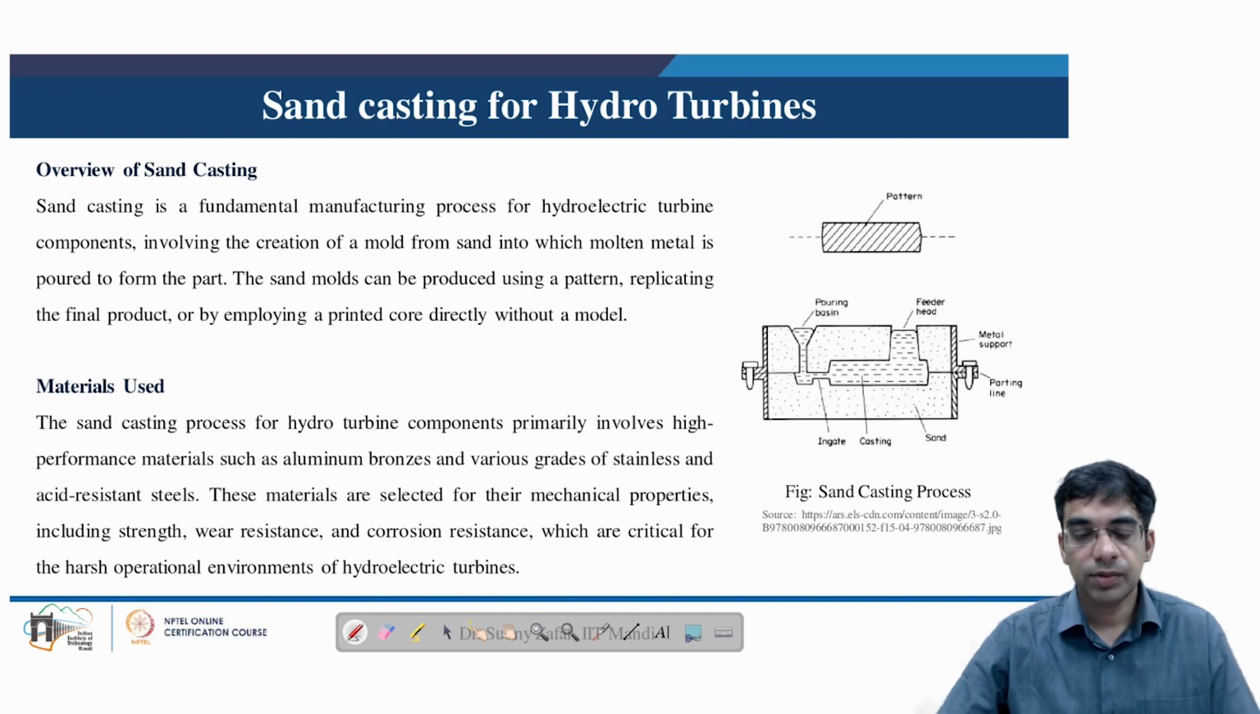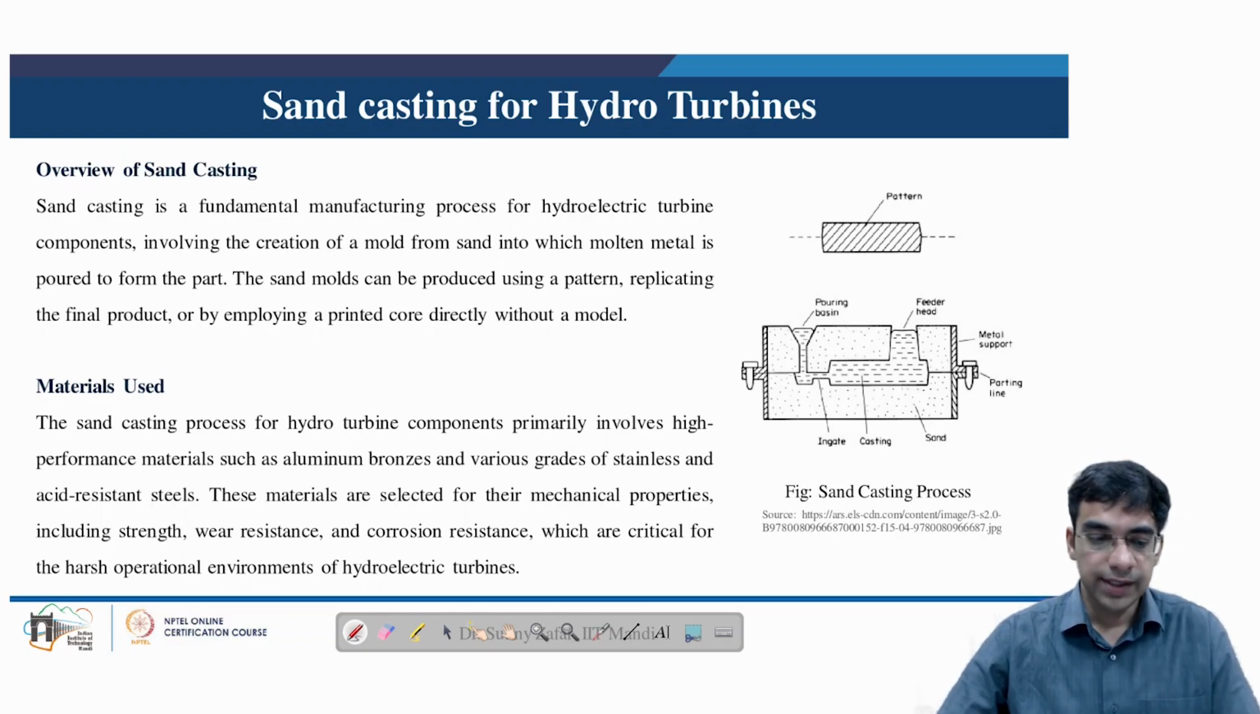In the sand casting process for hydroturbines, we will see an overview of this process. Sand casting is a fundamental manufacturing process for several components in the hydroturbine. Here we have a mold of sand into which molten material is poured. This molten material is then allowed to solidify in the mold, and using the sand mold we can produce patterns replicating the final product, and by employing core print we can do it directly without a model.